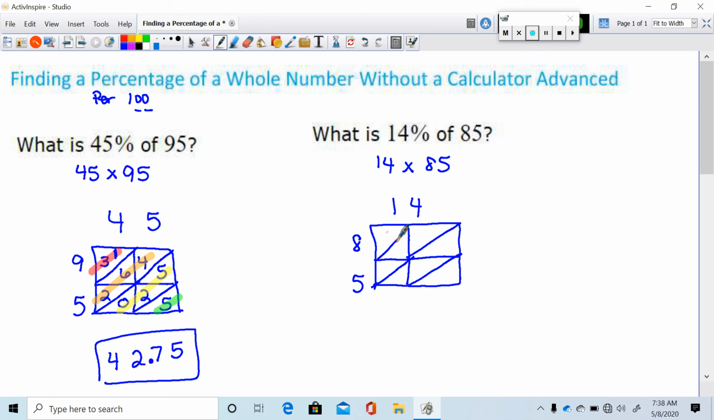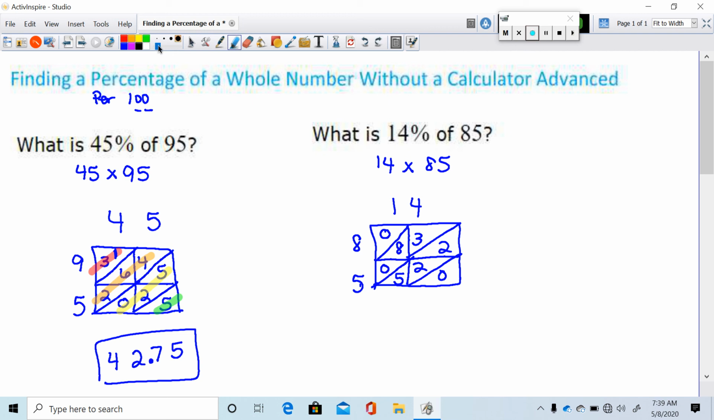Okay, 1 times 8 is 8, so I need to put a 0 there. You're going up and over. 4 times 8 is 32. 1 times 5 is 5. And 4 times 5 is 20.